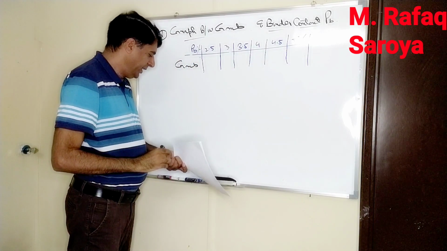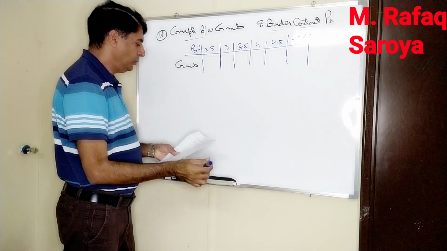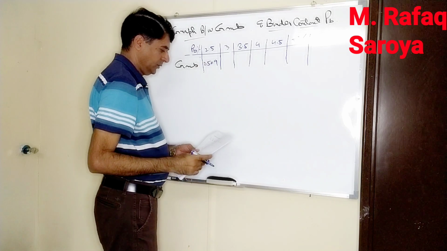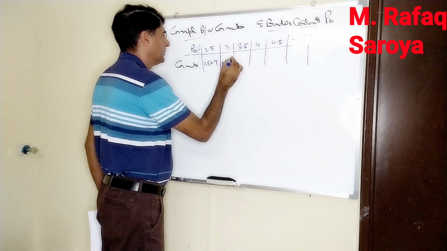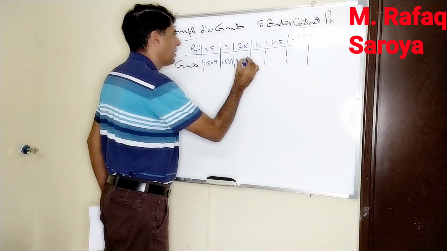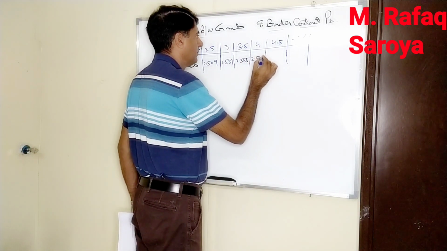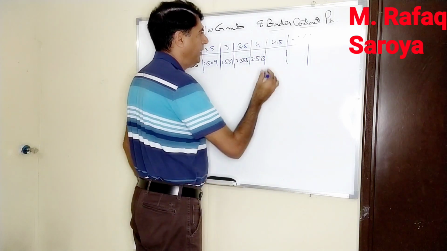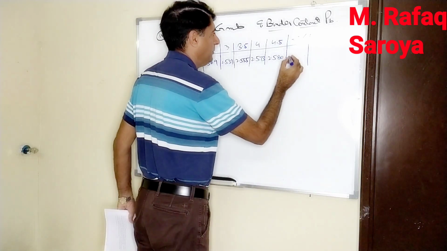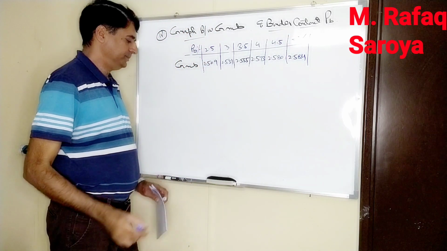Now, what are the values over here taken from this Marshall specimen data? 2.509, 2.531, 2.555, 2.573, 2.580, and then 2.584. These are the values of this Gmb.